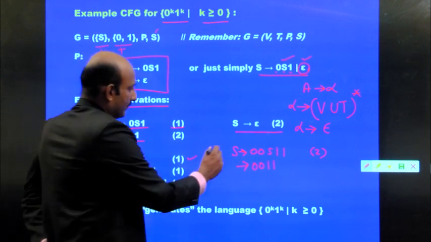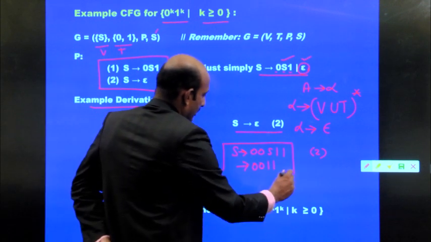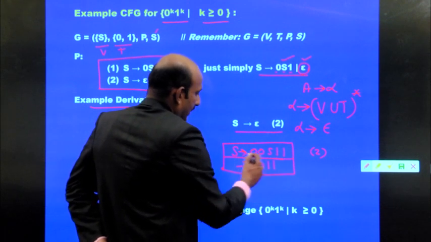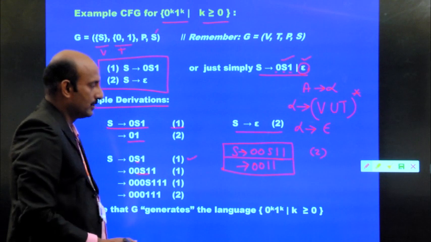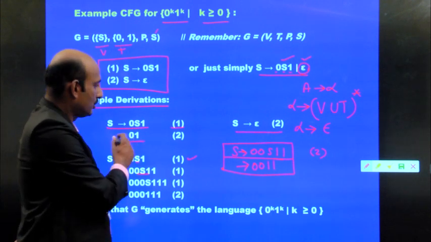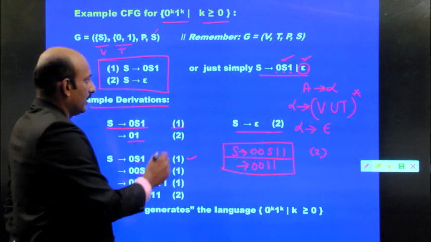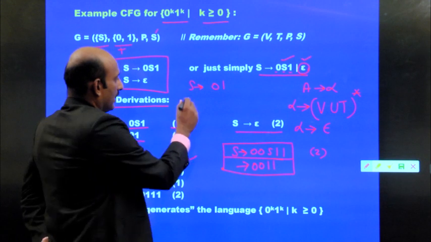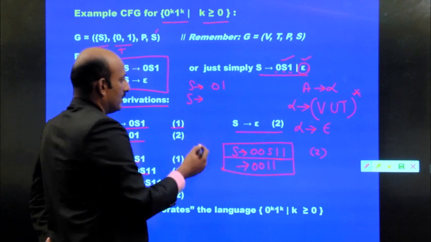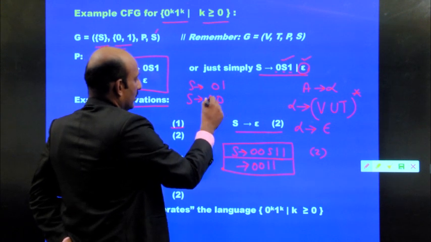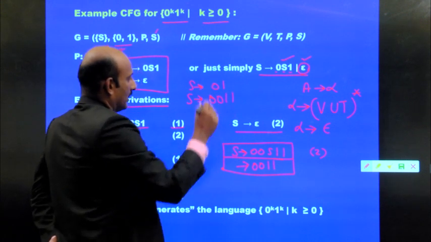So, this is the one form. We may get the strings S implies 0 0 1. Already what we have got is 0 1, so we may get the string S tends to 0 1. And again we may substitute again, then we may get 0 0 1 1 like that.